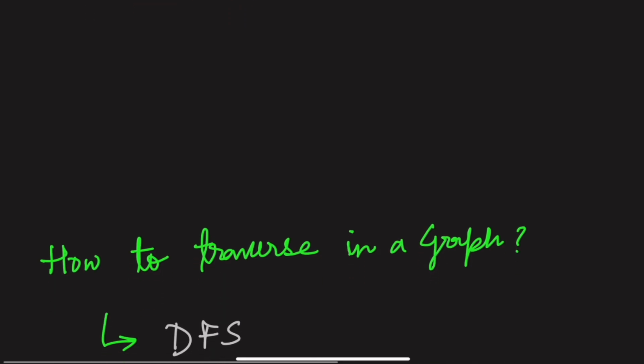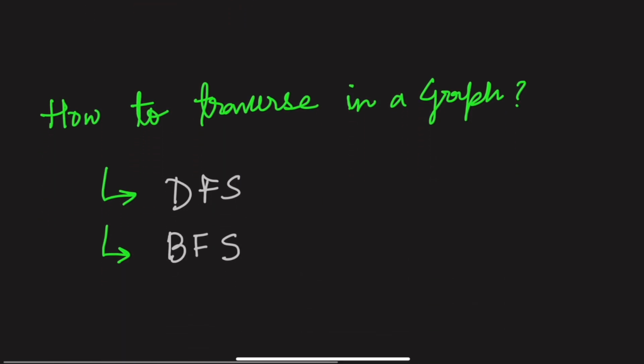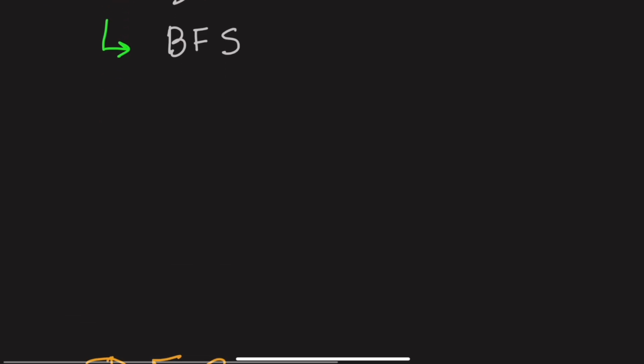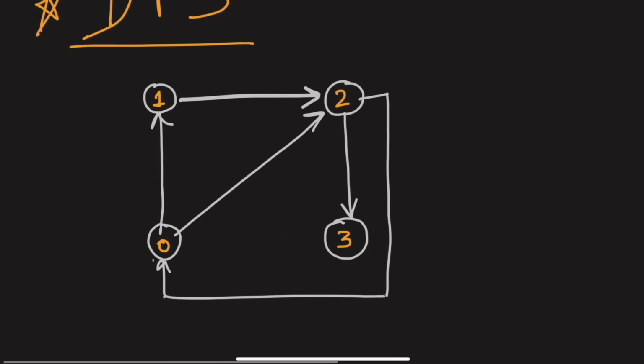Now we need to know how we traverse the graph. If you know, a graph is also a type of tree, right? For tree traversal we use DFS and BFS. So in this case also we are going to traverse the graph with these two algorithms. Okay, so let's start with DFS.